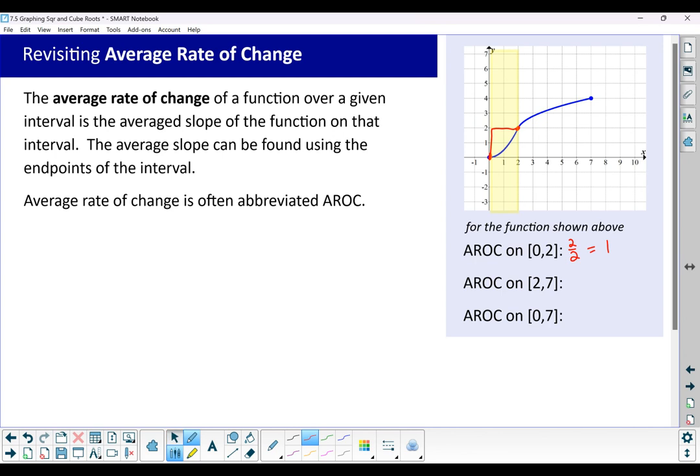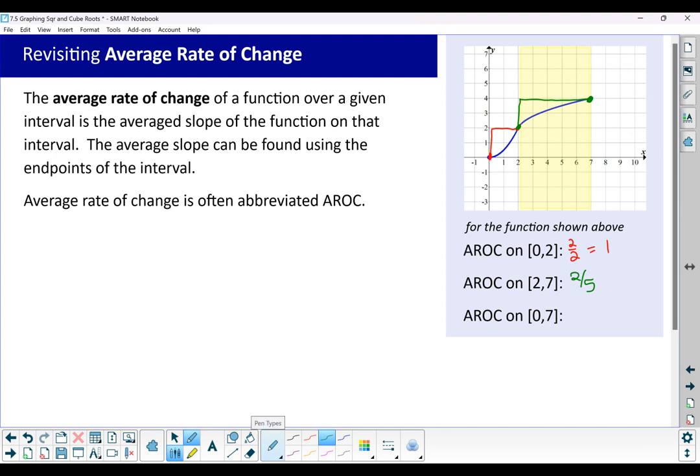Our next interval is from 2 to 7. Again, we're talking about x values here. This is an interval, so we're talking about this interval from 2 to 7. When we think about that interval, here's where the function starts and here's where it ends. It's going up 2 over 5, and that fraction doesn't reduce. So we would say the average rate of change is 2/5.